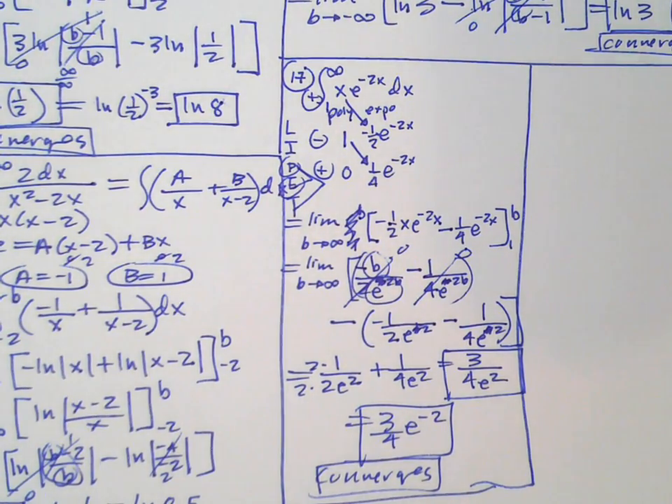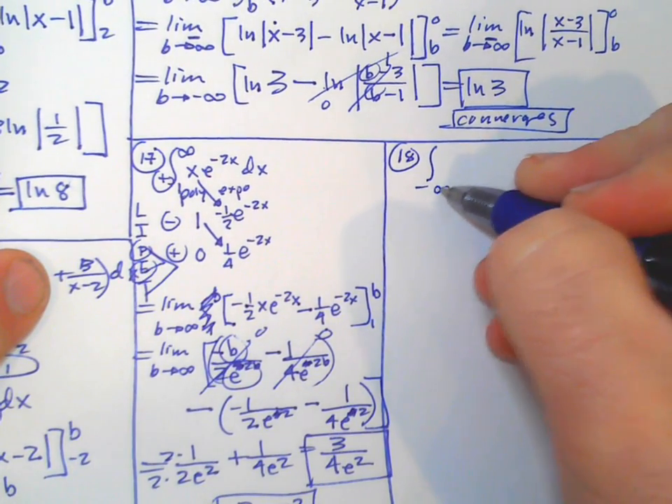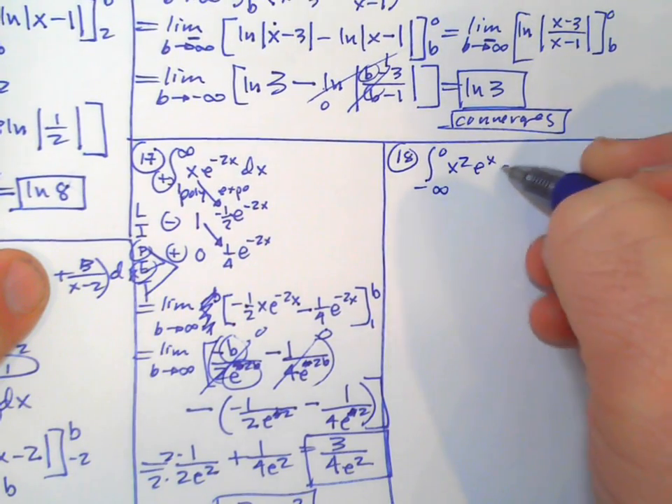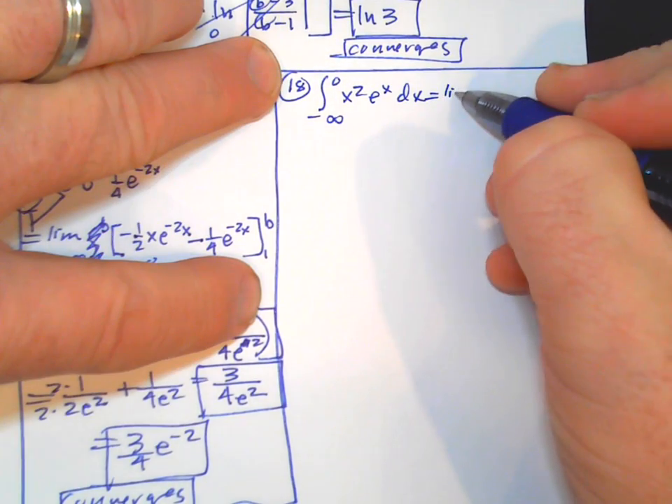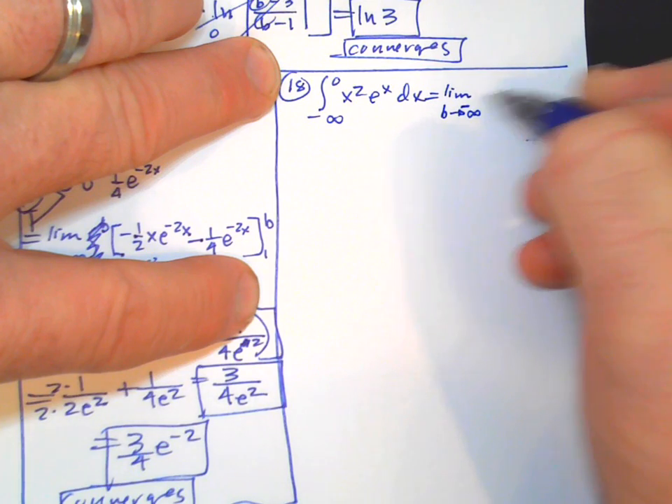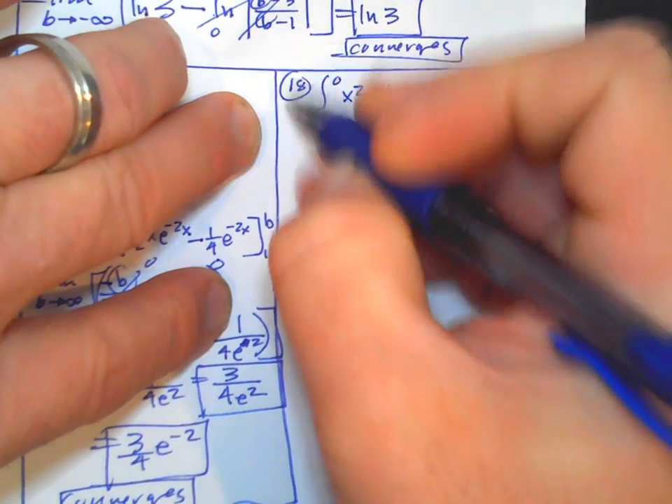So that's 17. Let's see, 18. We're doing negative infinity to 0 of x squared e to the x dx. Can we integrate that? No. I mean, we could rewrite it as the limit as b goes to negative infinity of the integral from b to 0 of x squared e to the x dx. But we're going to need to do integration by parts, limit.